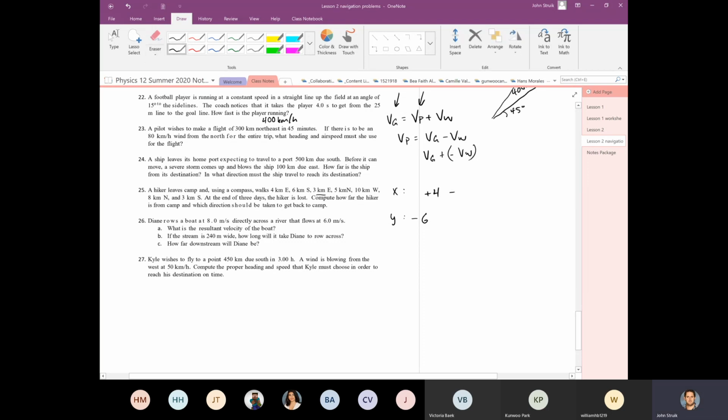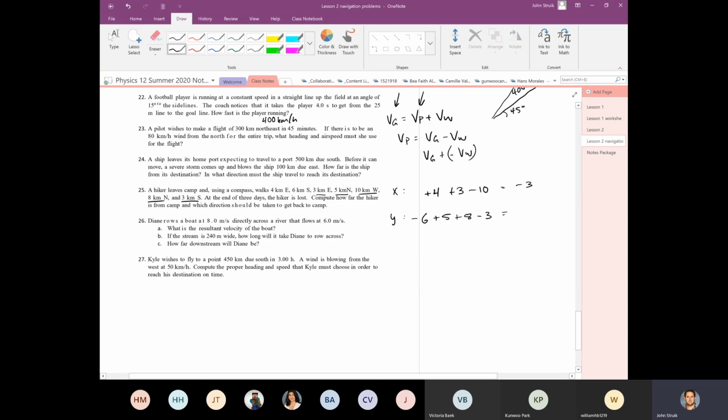Plus 3. And then 5 kilometers north would be plus 5. 10 kilometers west would be minus 10. 8 kilometers north would be plus 8. 3 kilometers south would be minus 3. And then all you're doing is, so that's 7 minus 10, so that's negative 3.